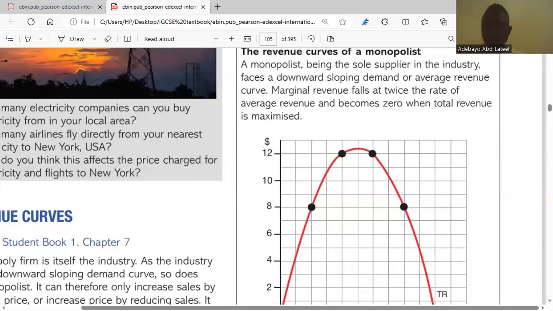Here is the revenue curves of a monopolist. A monopolist, being the sole supplier in the industry, faces a downward sloping demand or average revenue curve. Marginal revenue falls at twice the rate of average revenue and becomes zero when total revenue is maximized. So what are they trying to say here?